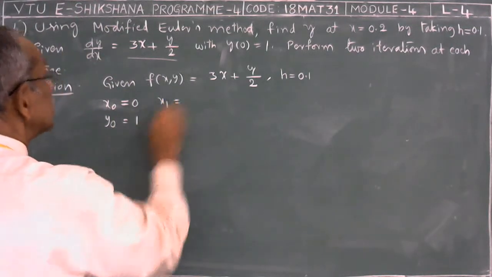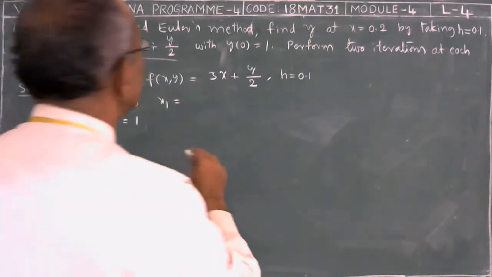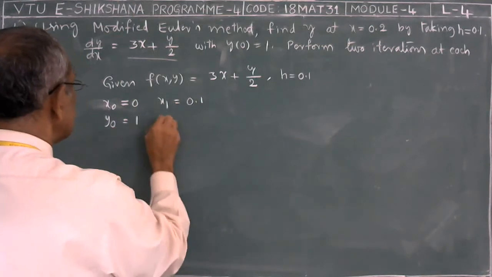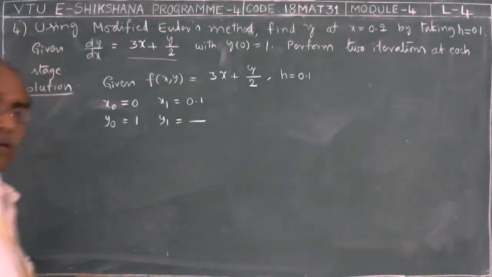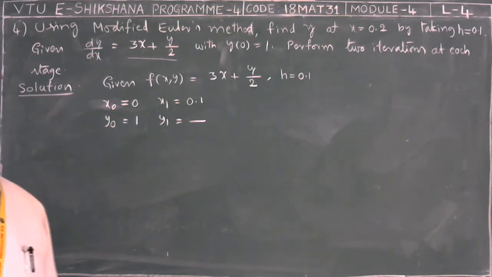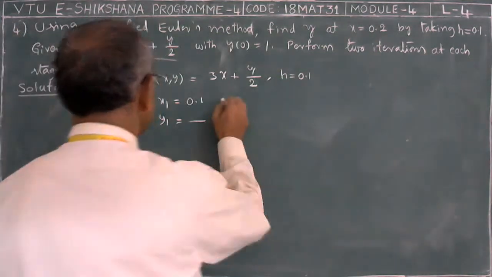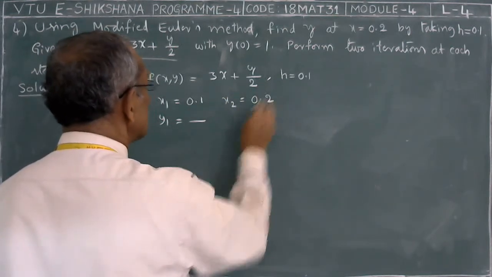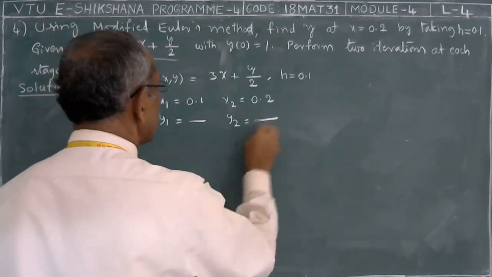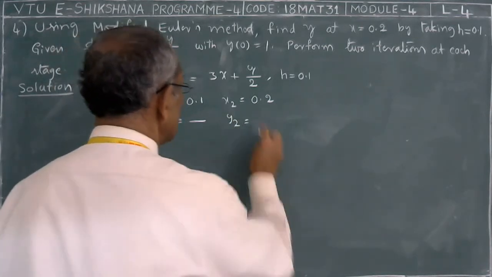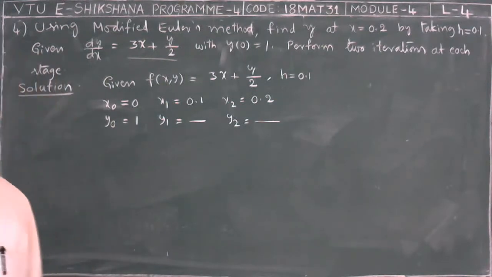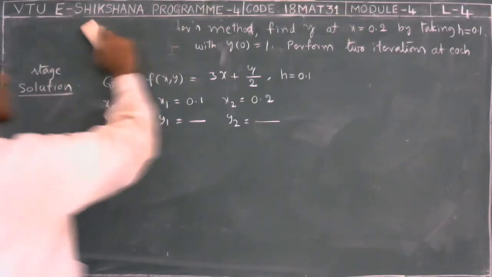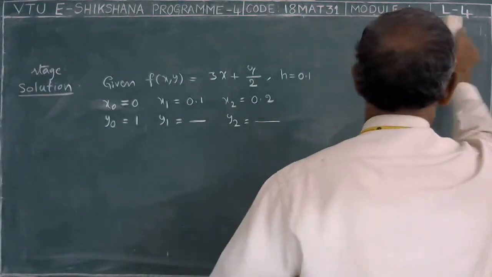Then x1 is in steps of 0.1. So 0 plus 0.1; the value of y here needs to be calculated using the modified Euler's method. Then 0.1 plus 0.1 is your x2, which is 0.2. The corresponding value of y at x equal to x2 we need to calculate using the modified Euler's method. Okay, now let me write this data separately here for want of space.